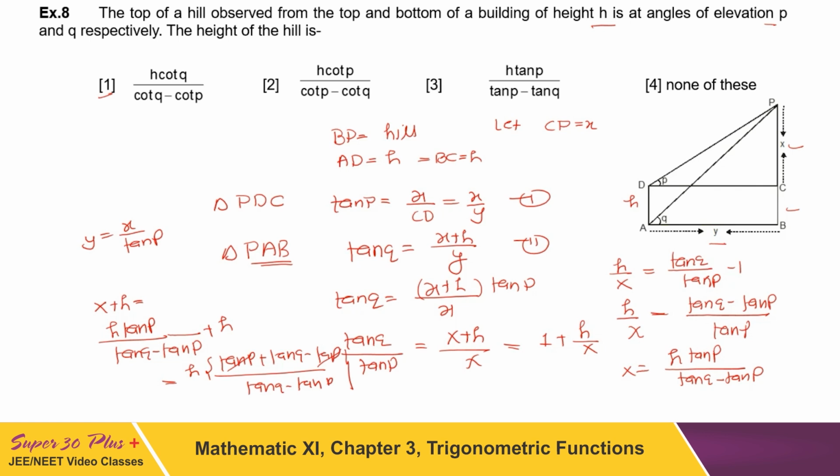What is the solution of this h tan q? There is no such option. Then we have to convert this into cot. Then h, what is tan q? 1 upon cot q, and tan p is 1 upon cot p. Now simplify, then we can find option 2 is the correct answer, because cot p is remaining and it is cot p minus cot q. The answer of this question is option number 2. Okay students?